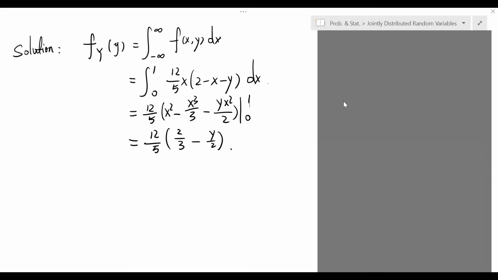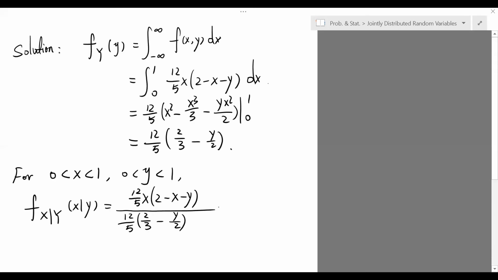Once we have the marginal density function, we could go ahead to form the conditional density. Since this function is only non-zero in some region, let's specify that x is in between 0 and 1, and y is in between 0 and 1 as well. Then the conditional density function of x on y is going to be simply the quotient between these two expressions. And this completes our first example.